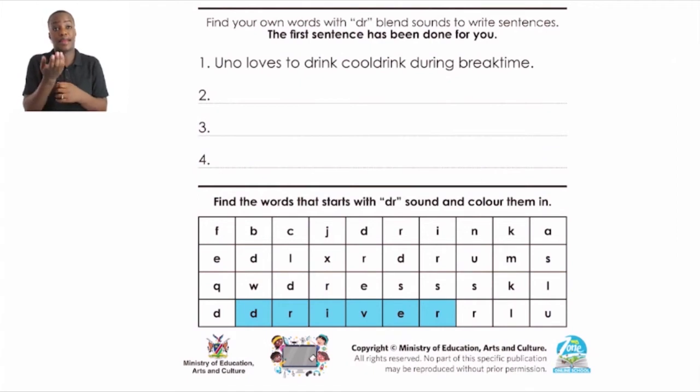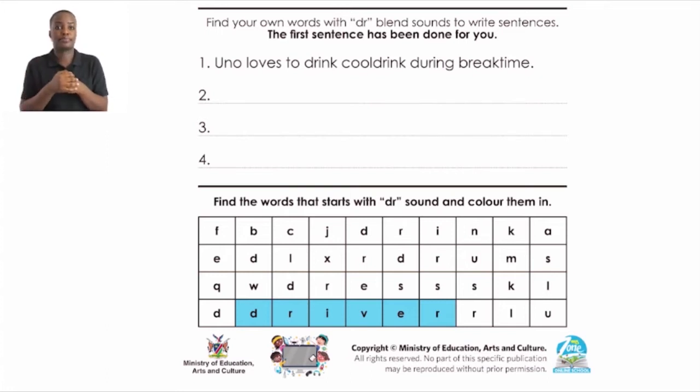Here, it is asking you to find your own words that have the dr blend in them. And remember, the first sentence has been done for you. And let's read it together. Uno loves to drink cool drink during break time. You can see that the word they have chosen there is drink. So you are not allowed to use that word because it's already there. However, you're allowed to make your own for the next ones, number 2, number 3, and number 4.